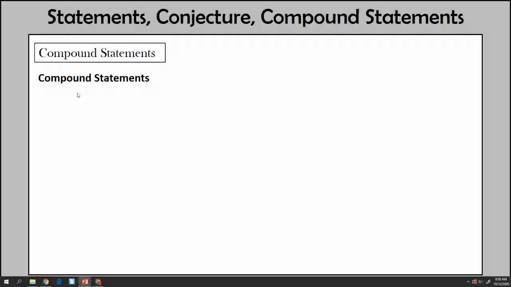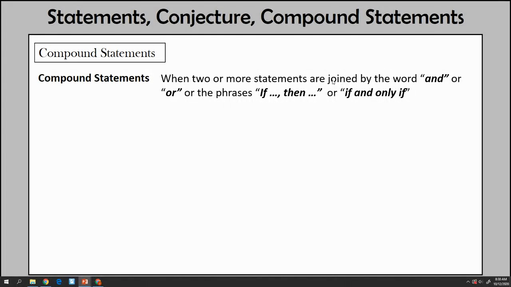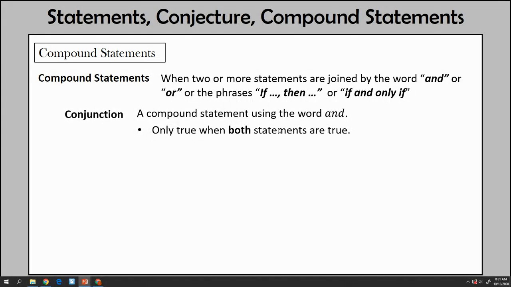Okay. All right. Now we're going to look at compound statements. Compound statements are when we join two statements together. We can join them 4 different ways. We can join them with the word and, the word or, or we can use phrases to connect them like if this, then that, or this, if and only if that. So, how do we identify the compound statements? Well, the first one is what we call a conjunction. A conjunction is when we build this compound statement with the word and as a connector. So, if the word and is a connector, it's a conjunction, and it's only true when both statements are true.